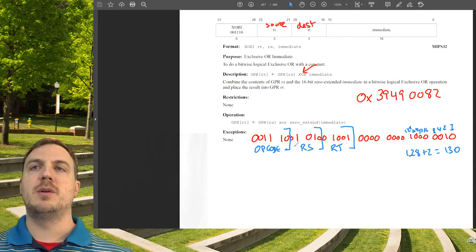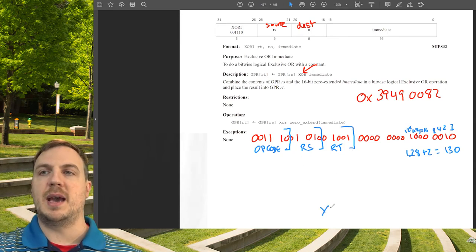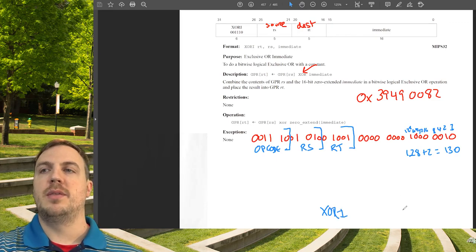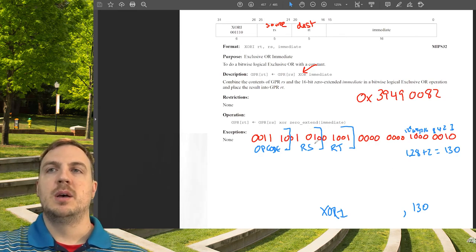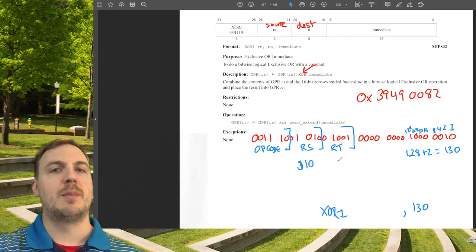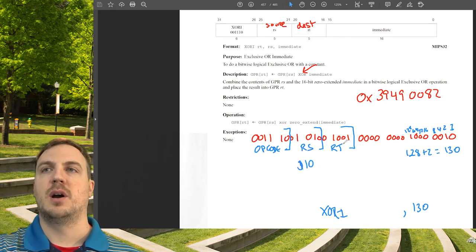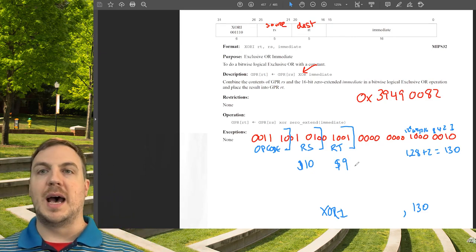Okay, so now what we need to do is figure out what RS and RT are. So we know that our instruction is going to be XORI, and then we know that our immediate is going to be 130. So now what we're looking for is what is RS, what is RT. Well, RS is 8 plus 2, which is going to be dollar sign 10. And then remember, we're going to have to look up what these actually are. RT is going to be 8 plus 1, which is dollar sign 9.